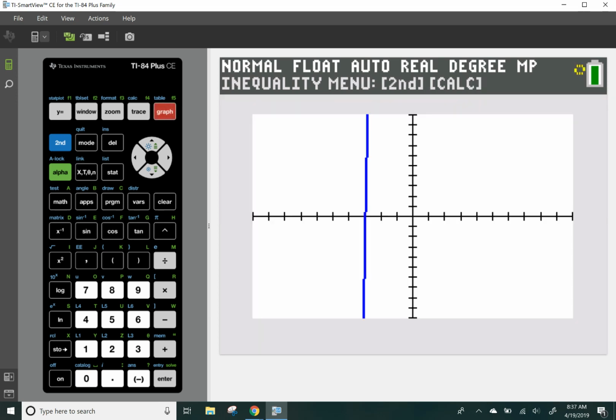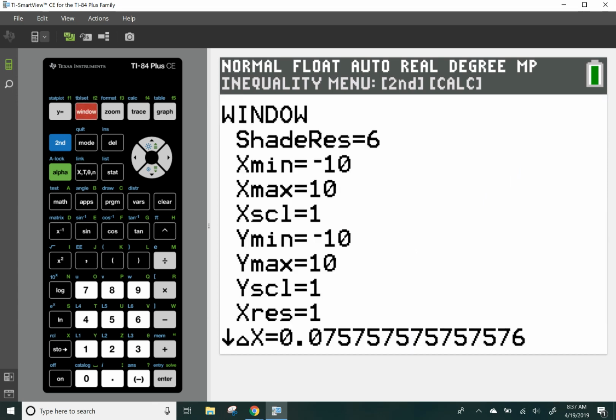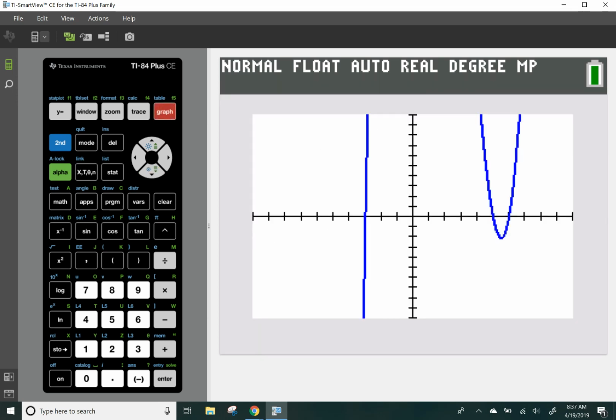So when I graph it, okay, I can see where it crosses the x-axis. Now, if you're not seeing what I'm seeing, make sure you adjust your window. If you hit window, you can set your x min, x max, and x scale, and y min, y max, and y scale. If you do that, you should be okay. So go back to the graph.